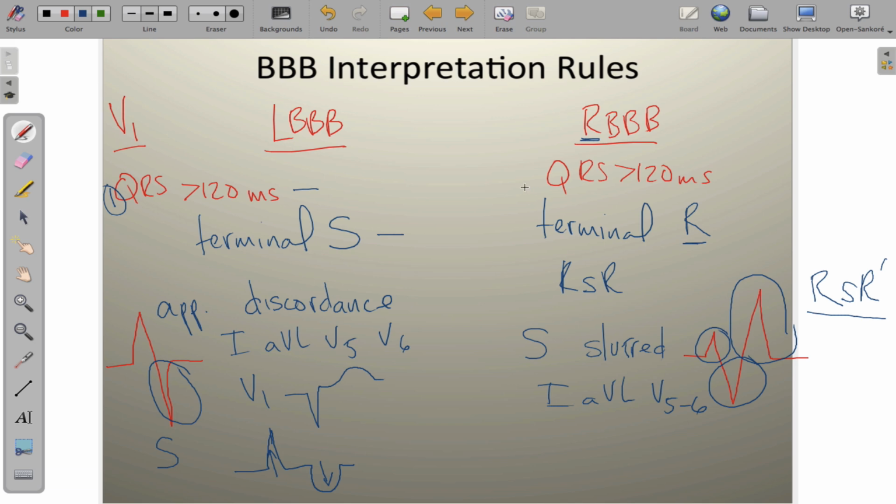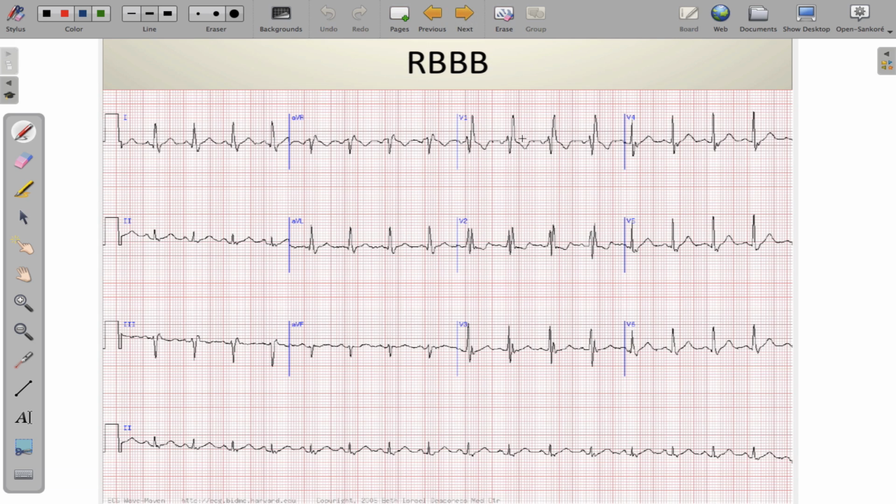All right, let's take a look at these different processes. So let's take a look at right bundle branch block first. Remember, if we want to determine if there is bundle branch block at all, the first thing we want to do is go to lead V1. Here's lead V1. And we want to determine if this QRS complex is wide. And indeed, this QRS complex is almost 4 small boxes. Let's just call it greater than 120 milliseconds. If you want to put an exact number on it, it's probably about 140-ish.